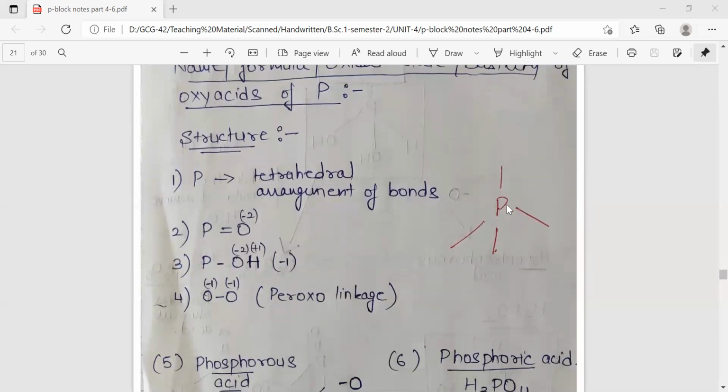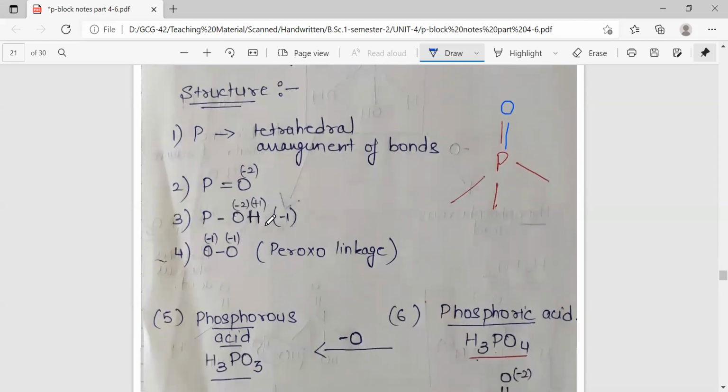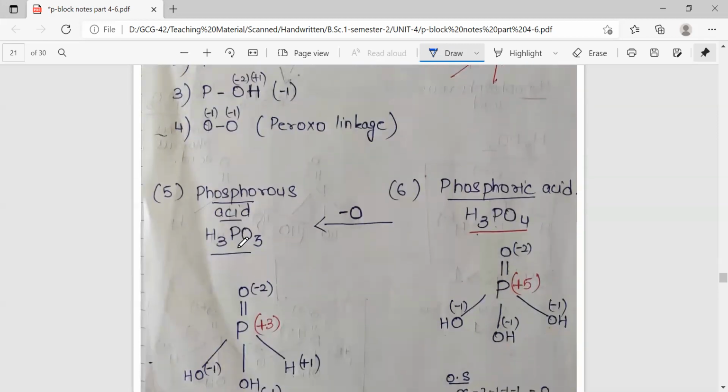So whenever we have the oxo acids of phosphorus, a few things are to be kept in mind: there is always a tetrahedral arrangement of bonds around the phosphorus, and one is going to be a double bonded oxygen. So one group is mandatory, that a double bonded oxygen is always present with phosphorus. Whenever there is a POH bond, the oxygen is -2 oxidation number, hydrogen is +1. Overall, we'll take -1 oxidation number. Whenever there is a peroxo linkage, both the oxygens will have -1 oxidation number.